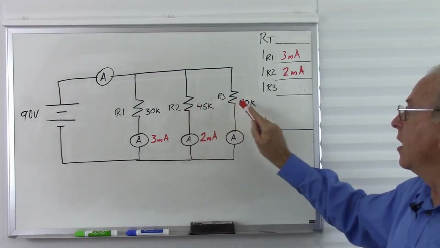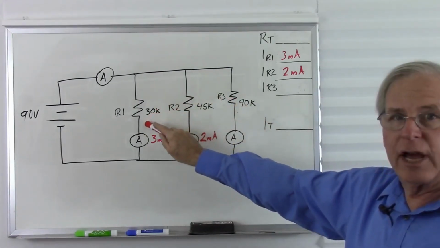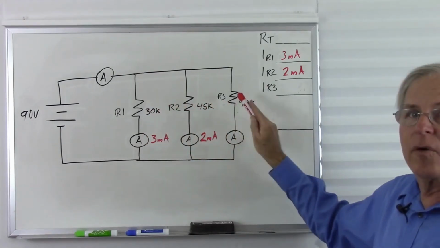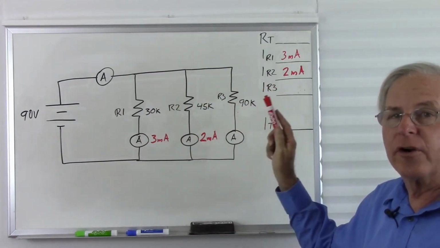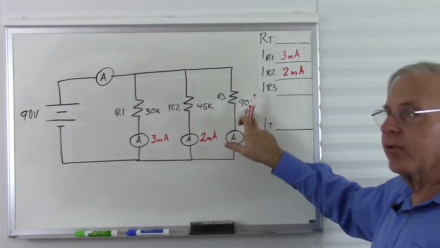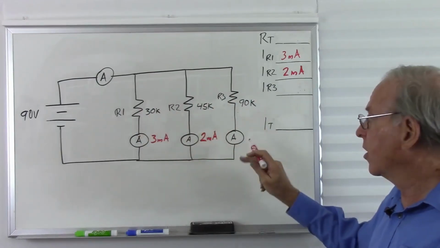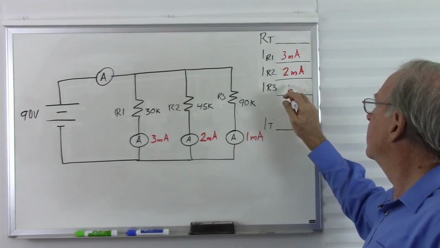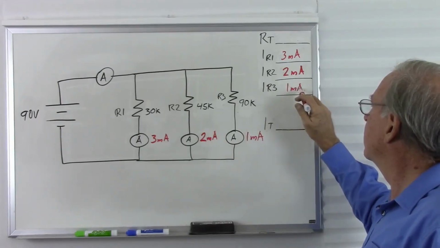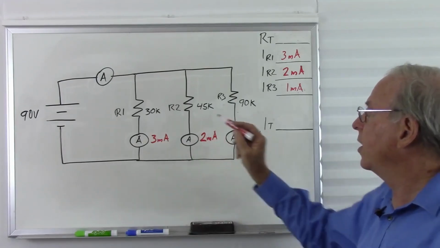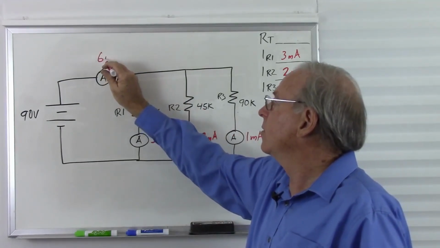And 90 K is 3 times 30 K. So if we have 3 times the resistance, we must have 1/3 of the current. So this must be 1 milliamp. And our total current will be 3 plus 2 plus 1, or 6 milliamps.